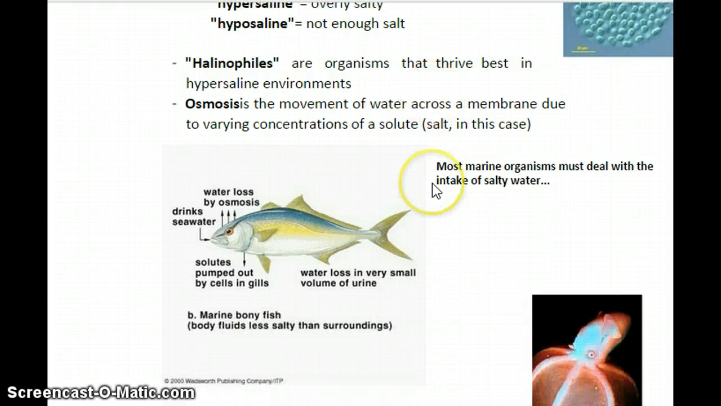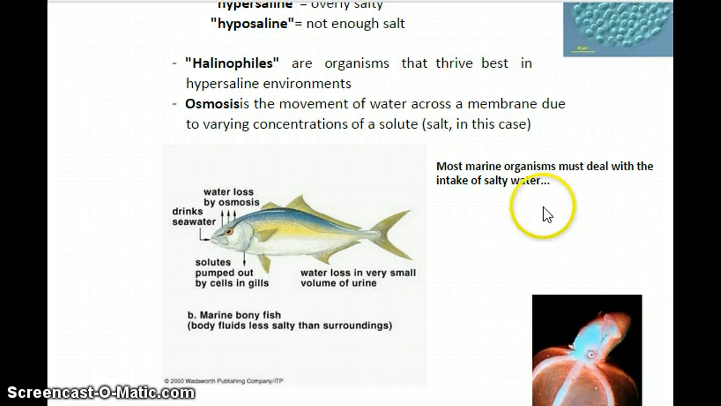There are some that love super salty environments, and those are halophiles. So when you see the word haline in the future, which you will in this class, it's referring to saltiness of water. So in order to deal with water that's super salty, maybe an organism, so that it can have a wider zone of tolerance, has a really good method of osmosis. And osmosis is basically moving water across a membrane to deal with different concentrations of salt.